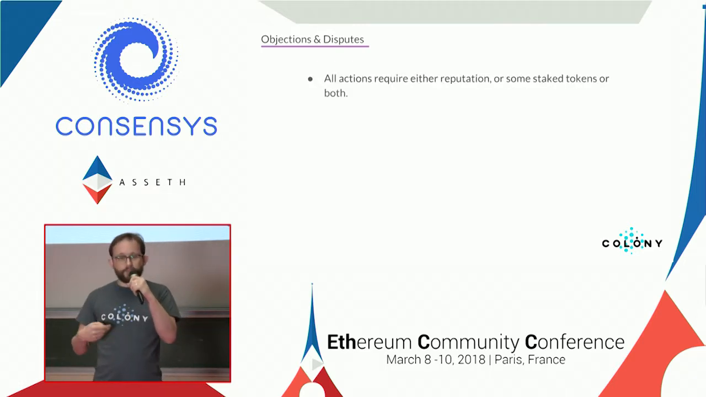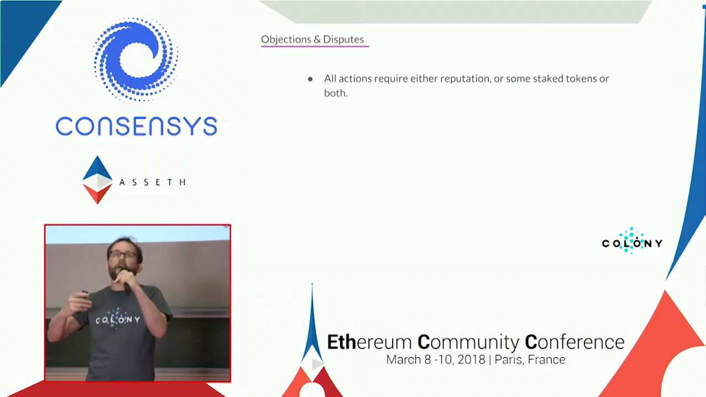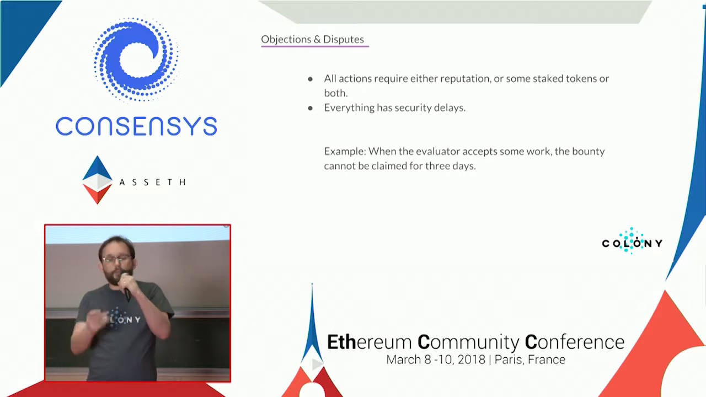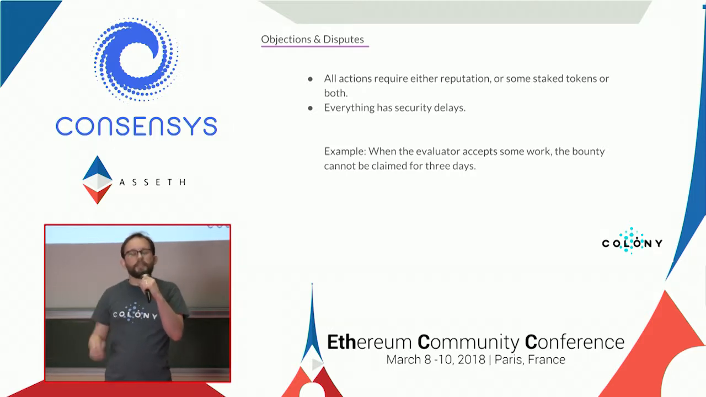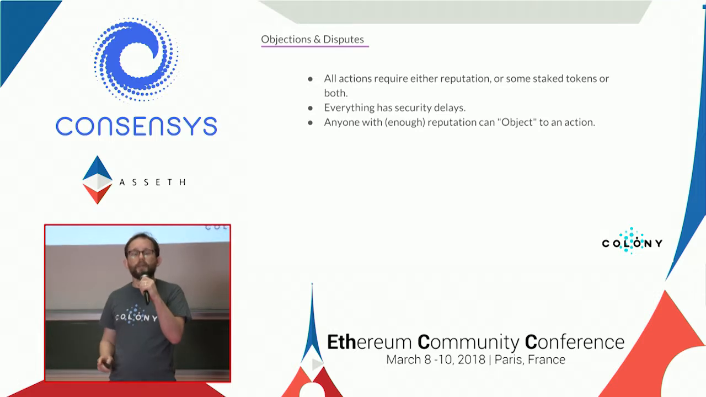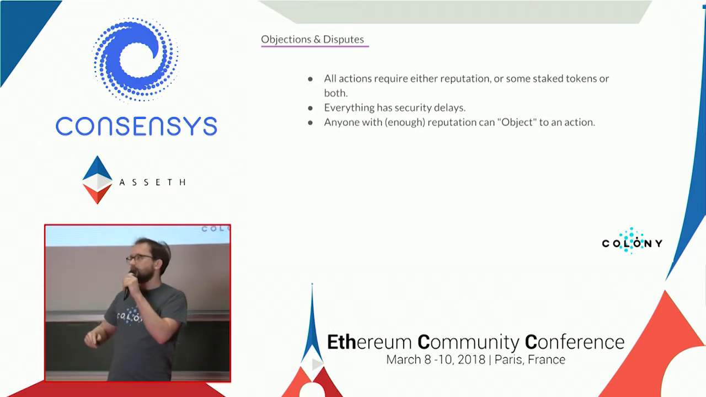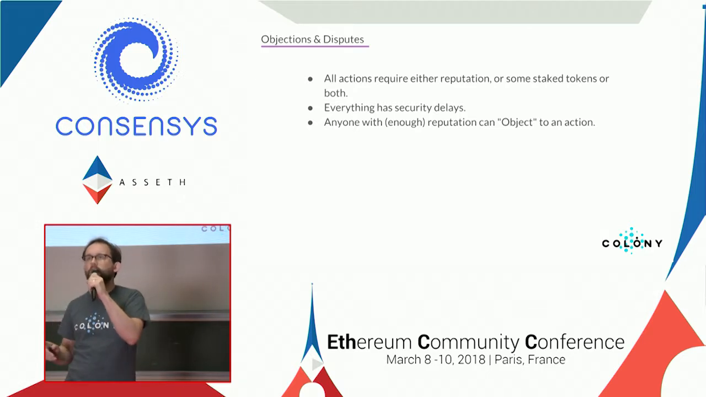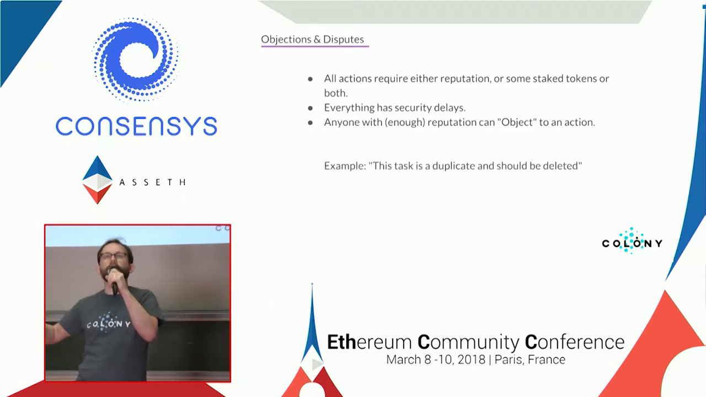So the actions that we can do require some reputation and some tokens that need to be staked. Then there are security delays. For example, when an evaluator accepts the work, as I said, there's a 3-day delay before paying out. And anyone who has enough reputation can object to anything that's going on. I don't want you to think of objections as necessarily, I made a task that cheats by trying to pay me for doing nothing. It could be something simple like, this is a duplicate task, it should be deleted.